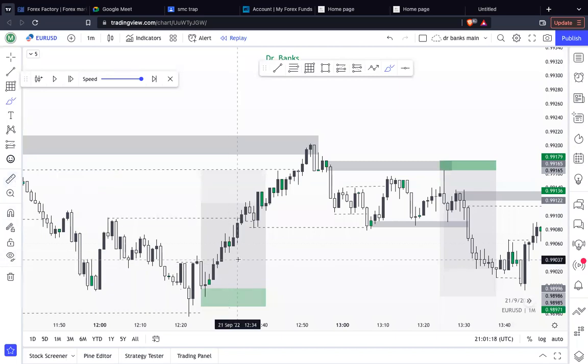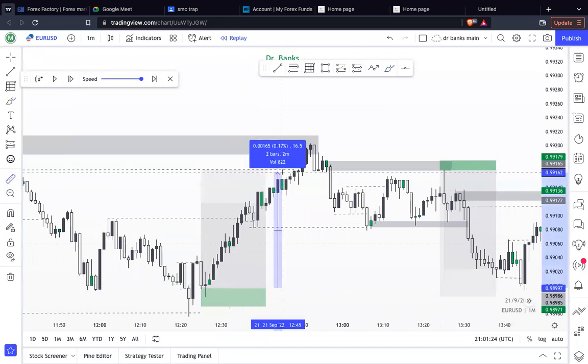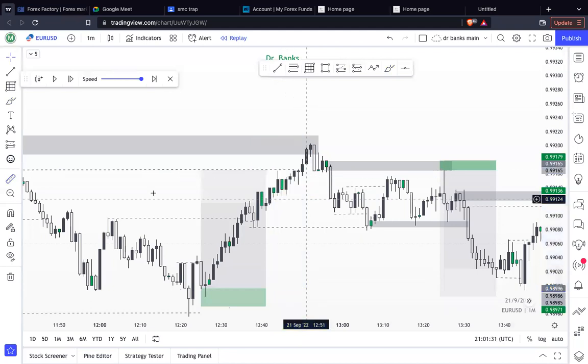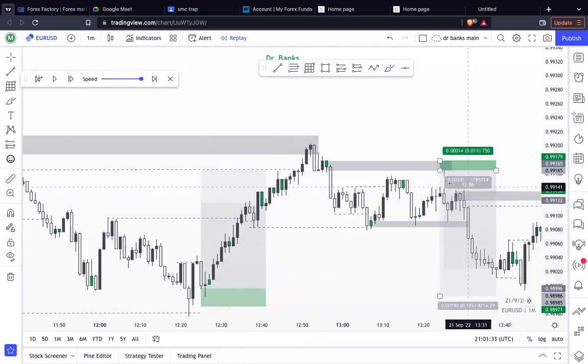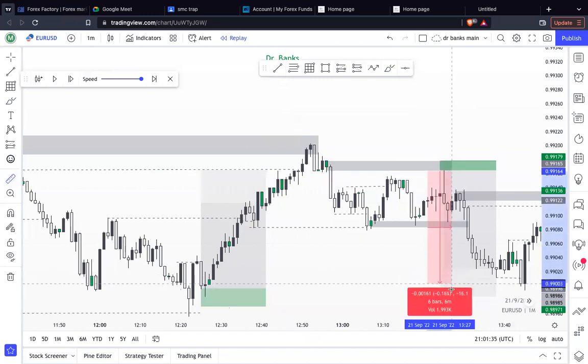Now this here is a 6 arrow trade. Let's see how many pips we have on this 6 arrow trade. This is barely 16 pips. The whole 6 arrow trade is a 16 pip move. Let's see how many pips we have on this 12 arrow trade. The whole 12 arrow trade is a 17 pip move.